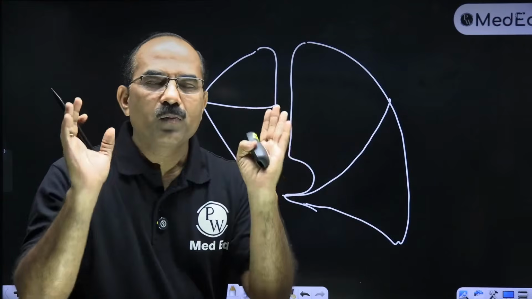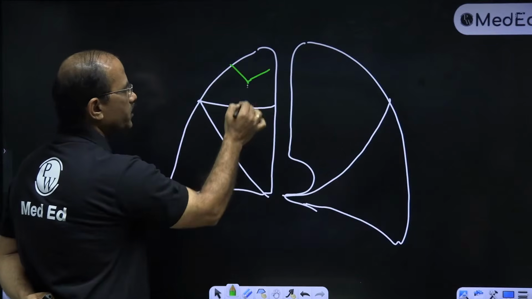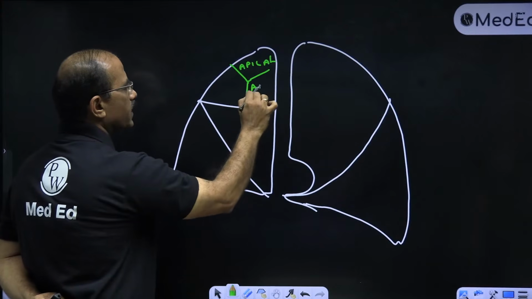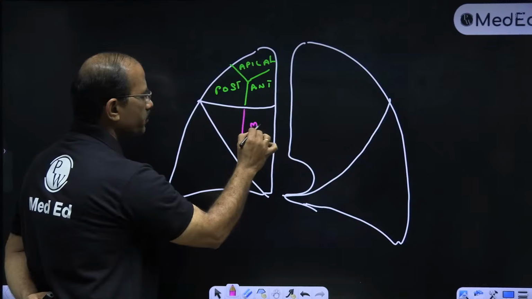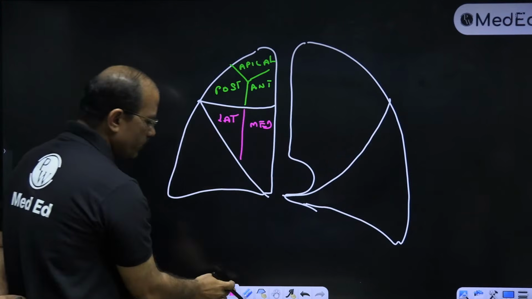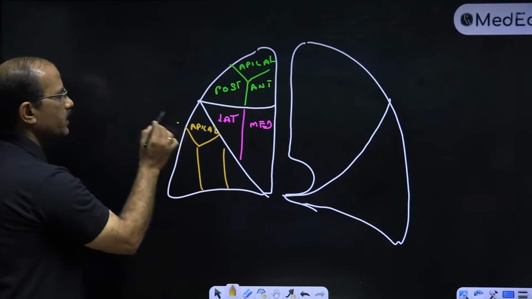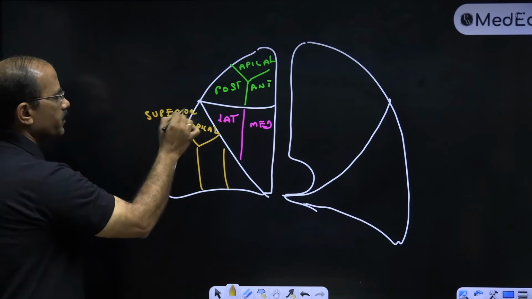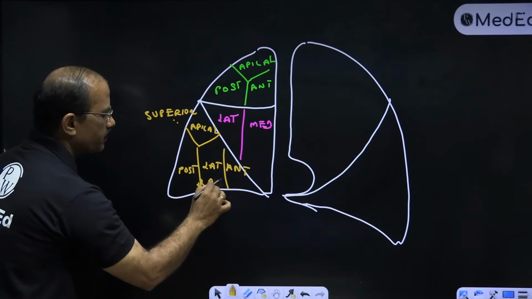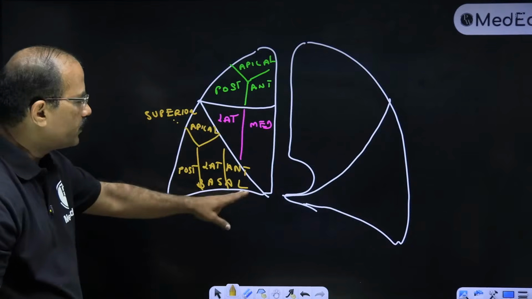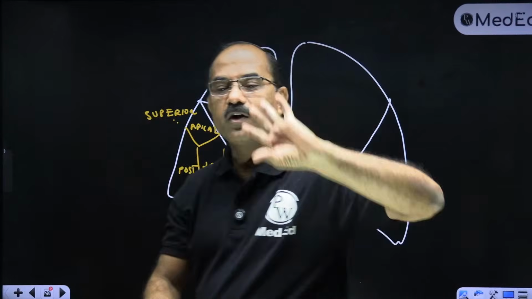We'll start with the bronchopulmonary segments of the right lung. The right lung upper lobe has 3 bronchopulmonary segments: apical, anterior and posterior. The middle lobe has 2: medial and lateral. The lower lobe has 5: apical, also called superior, then anterior, lateral and posterior, all basal segments: anterior basal, lateral basal and posterior basal.